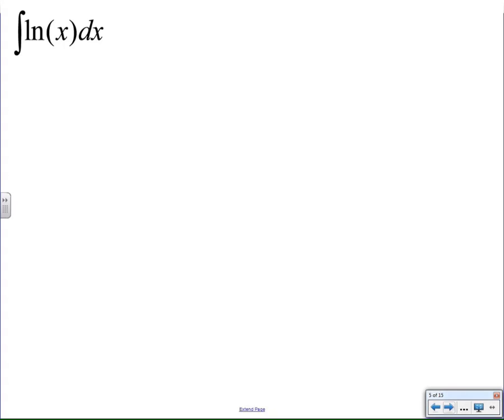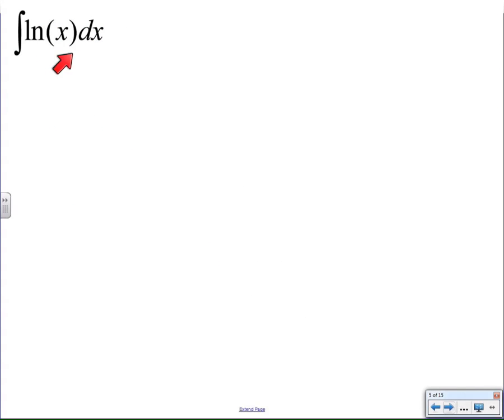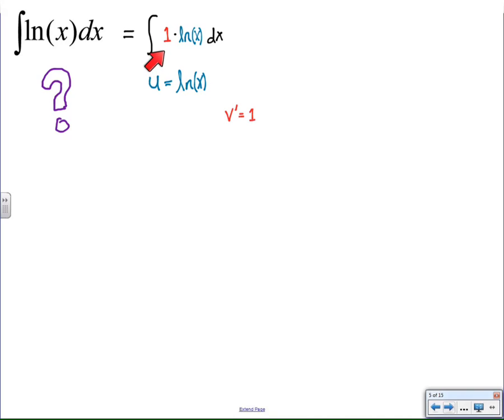You saw before that we were looking at instances where we had the product of two functions. Here's a linear function and a trig function. Here, we don't have the product of two functions, it's just the natural log of x. The way the algorithm is applied is to insert the 1 times the natural log of x and make v prime equal to 1.